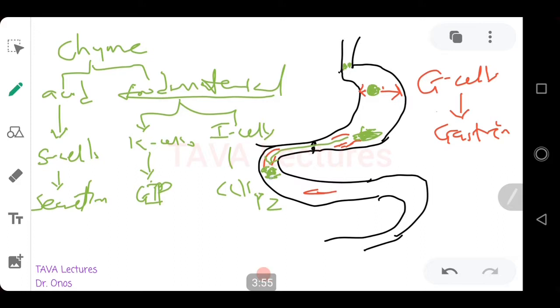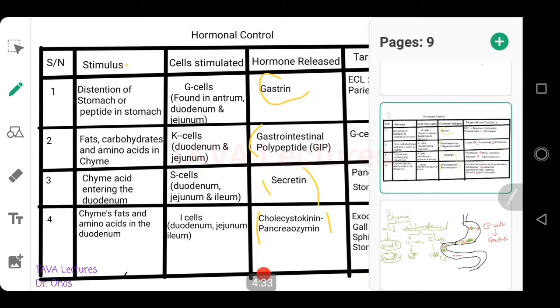So when the acidic content in chyme gets to the duodenum, there are S cells present in the small intestine, the duodenum, the jejunum, and the ileum. They release secretin, whose function we'll discuss shortly, and also K cells respond to the food part of chyme to bring out GIP, and I cells respond to the food part of chyme to bring out CCK-PZ, and CCK-PZ stands for cholecystokinin pancreozymin. So let's go to the previous slide to explain the functions now.